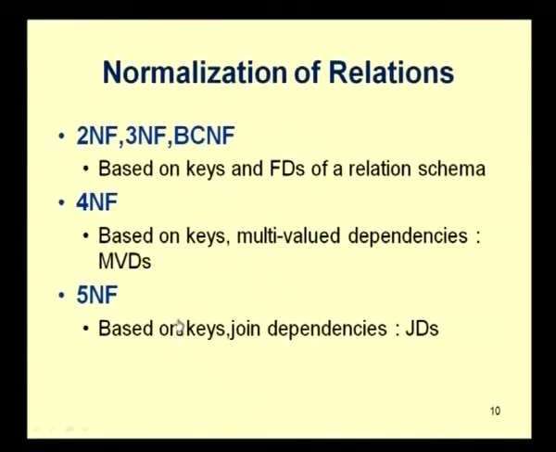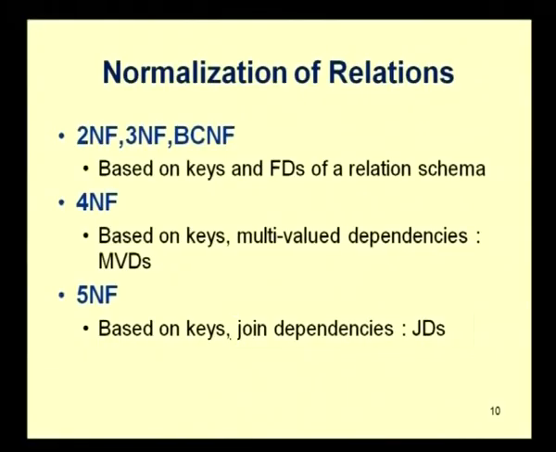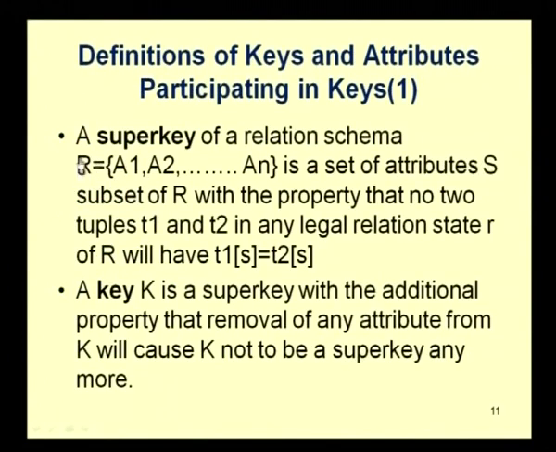Again, as we already told you, we are not talking about the first normal form here; we will come back to first normal form later. Here we are going to talk only about the normal forms associated with keys and relations. So, second, third and Boyce-Codd normal form are based on keys and the functional dependencies of a relation schema. Fourth normal form, as we have told, is based on keys and multi-valued dependencies, and fifth normal form is based on keys and join dependencies, called JDs. Before we go further, let us define some terms that are needed for understanding normalization.